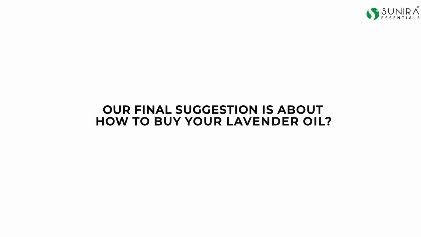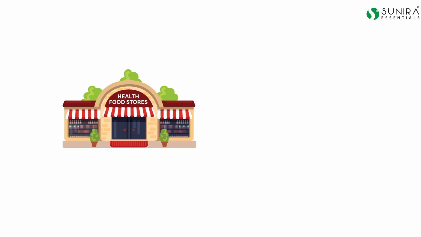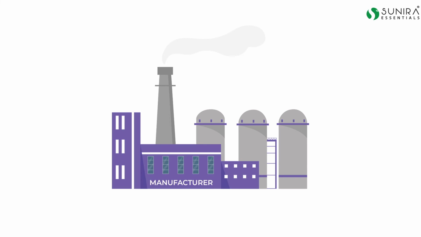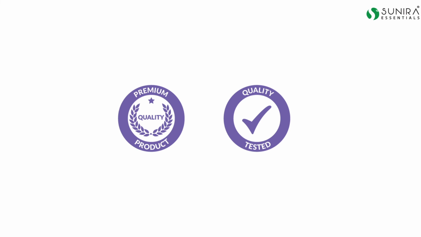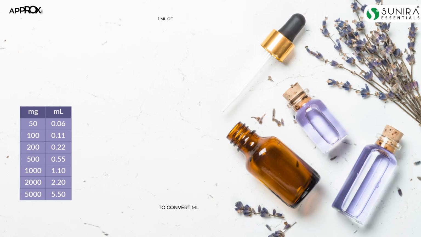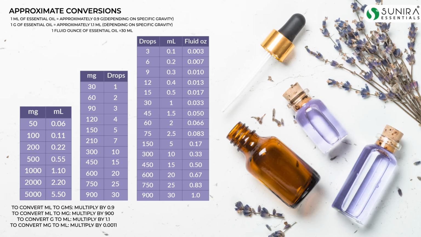Our final suggestion is about how to buy your lavender oil. Lavender oil can be purchased over the counter in health food stores and drugstores. Purchasing directly from a manufacturer, on the other hand, is the preferred alternative because it ensures that you will obtain a pure, high-quality product. Finally, we are sharing a dilution ratio table for you to use lavender oil at home. This chart on the screen will teach you how to dilute lavender oil at home if you plan to use it in a DIY product application.